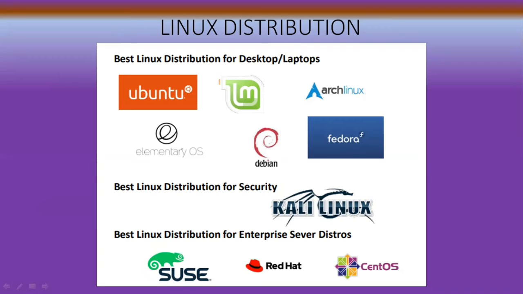The best Linux distributions for desktops or laptops are Ubuntu, Arch Linux, Fedora, and Debian. The best Linux distribution for security is Kali Linux. And the best distributions for enterprise servers are SUSE, Red Hat, and CentOS.